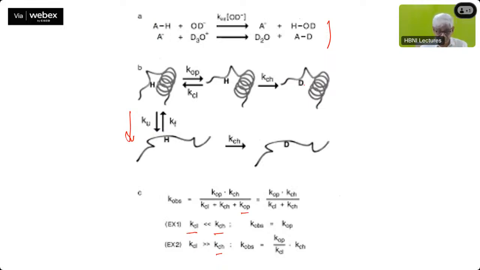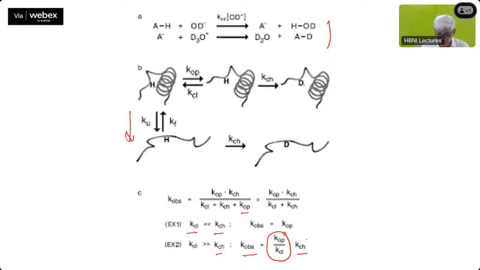So in this situation, you can make approximations here. Depending upon which one is much larger than the other, you can neglect certain terms, and you will find in this situation the K observed is proportional to K open divided by K close into K exchange. What is this here? K open upon K close. This is the equilibrium constant of the protein folding and unfolding here. The local equilibrium constant for this, the unfolding equilibrium constant multiplied by this exchange rate.